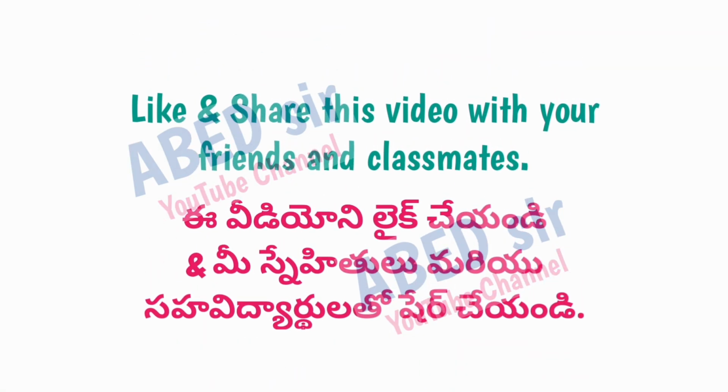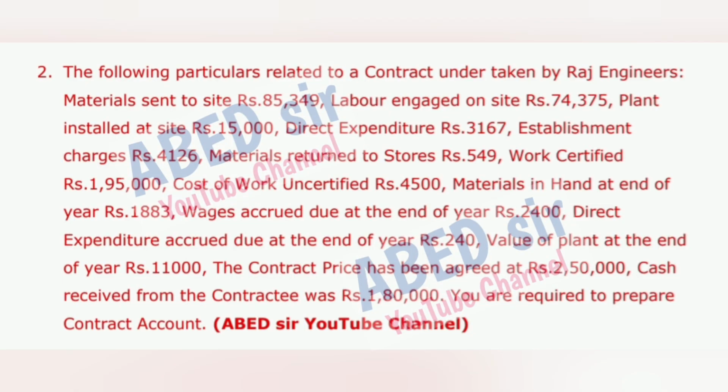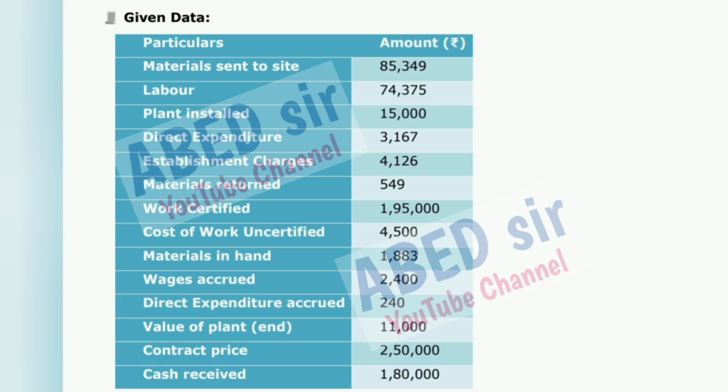Next important problem is 2. The following particulars relate to a contract undertaken by Raj Engineers. You are required to prepare contract account. Given data. Particulars, amount. Materials sent to site 85,349. Labor 74,375. Plant installed 15,000. Direct expenditure 3,167.